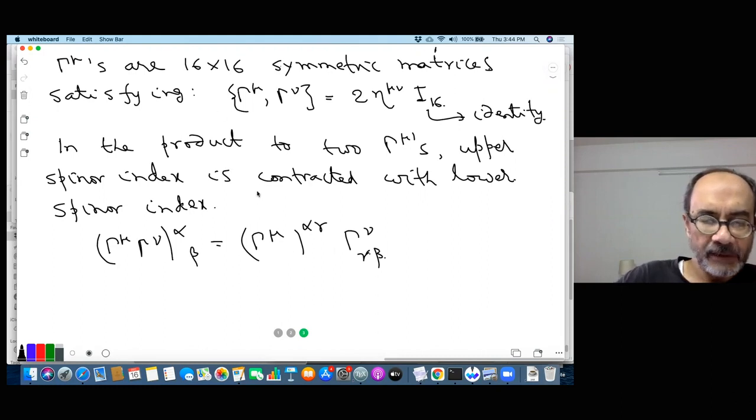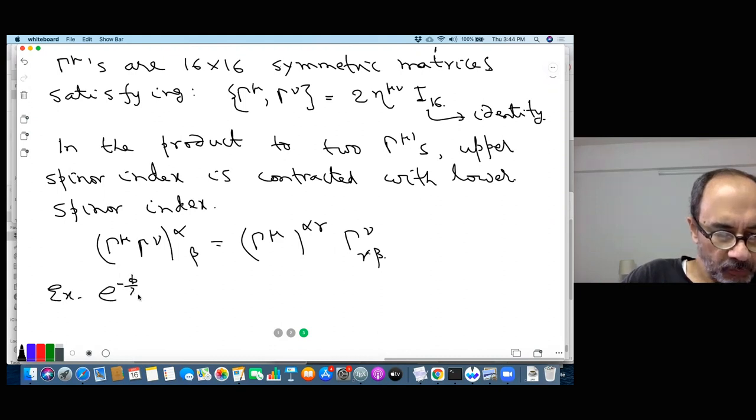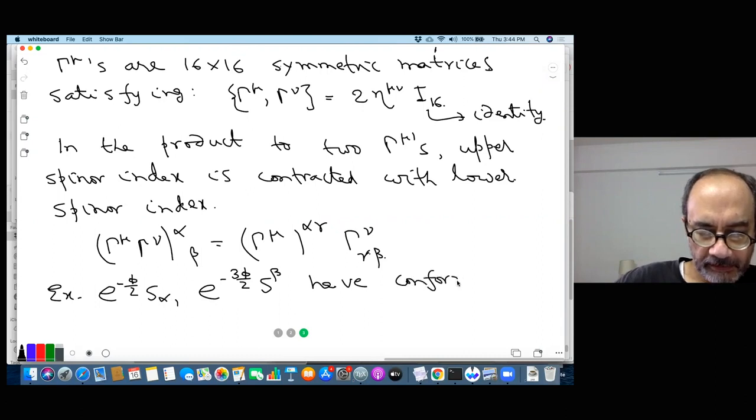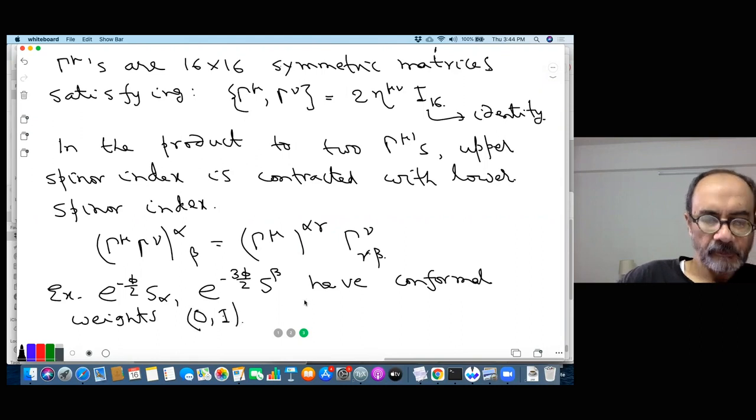And I'll leave as an exercise, based on all these identities, to check that e to the minus phi by 2 S alpha and e to the minus 3 phi by 2 S alpha, these are both GSO even, and these have conformal weights zero, one. Since we have given the energy momentum tensor in terms of psi mu, and we have the operator expansion of psi mu with S alpha, you can easily work this out and check what the conformal weights are.